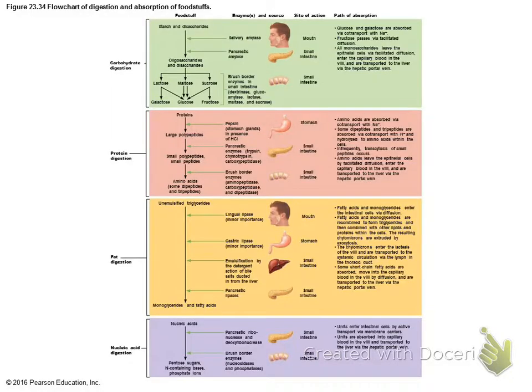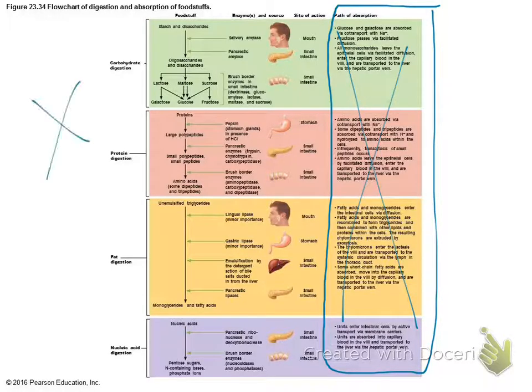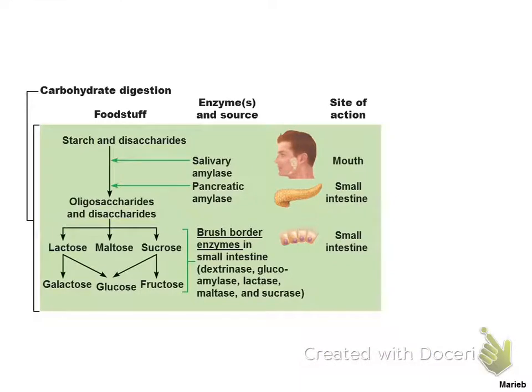The book gives us a great summary table for this. You should know a lot of the stuff in this table. Don't worry about all of the wording here in the pathway of absorption. We're going to talk about that more generally, but the other stuff is important. So I know that's impossible to read, so let's take a closer look at carbohydrate digestion in that chart.